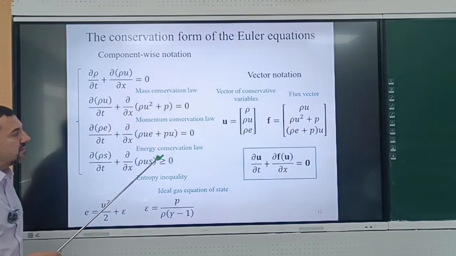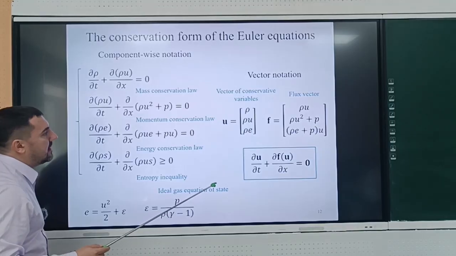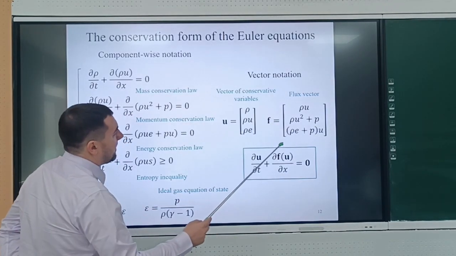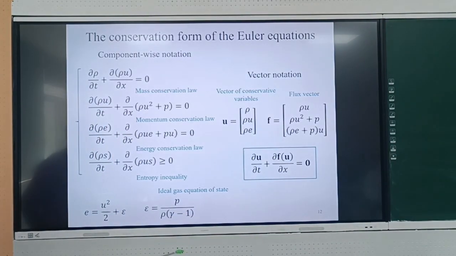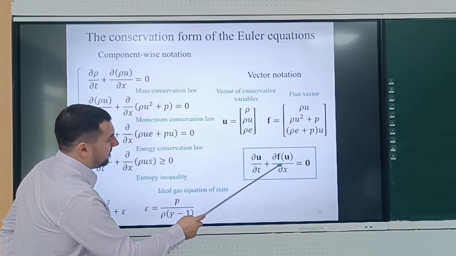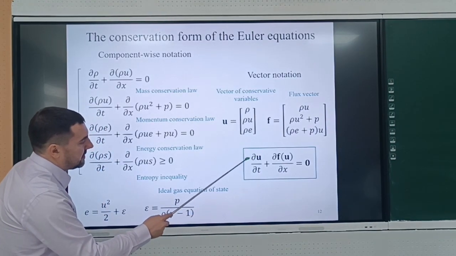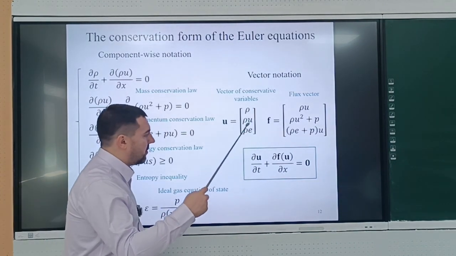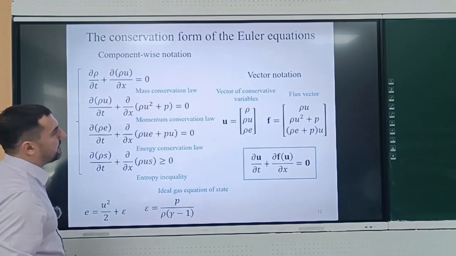For numerical solution, the vector notation is more attractive. We introduce a vector of conservative variables and a flux vector. Then our Euler equations, the equations that we would like to solve, look as follows: ∂u/∂t + ∂f(u)/∂x = 0. We use bold straight letters for vector quantities. This is for u, this is for f.